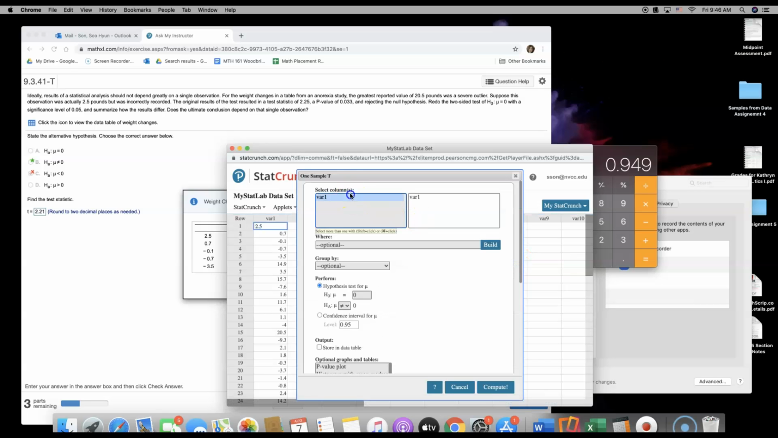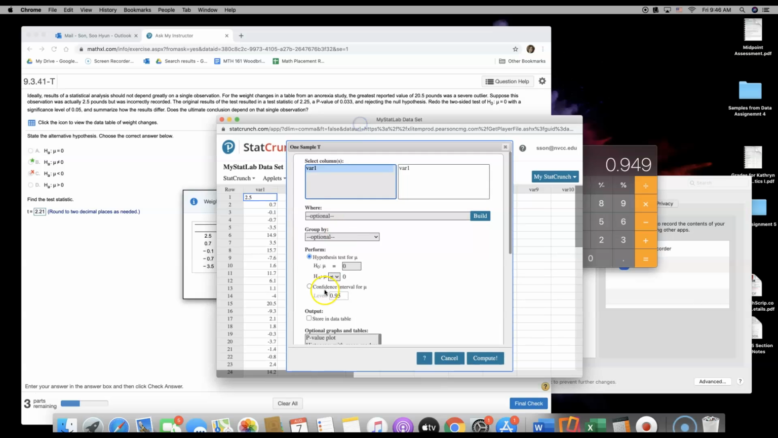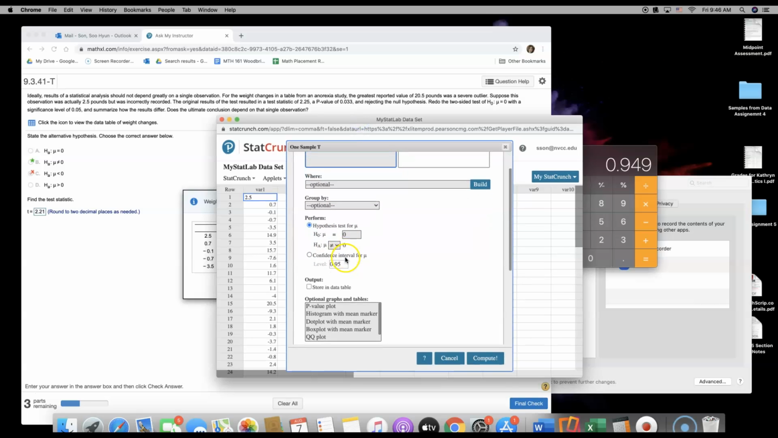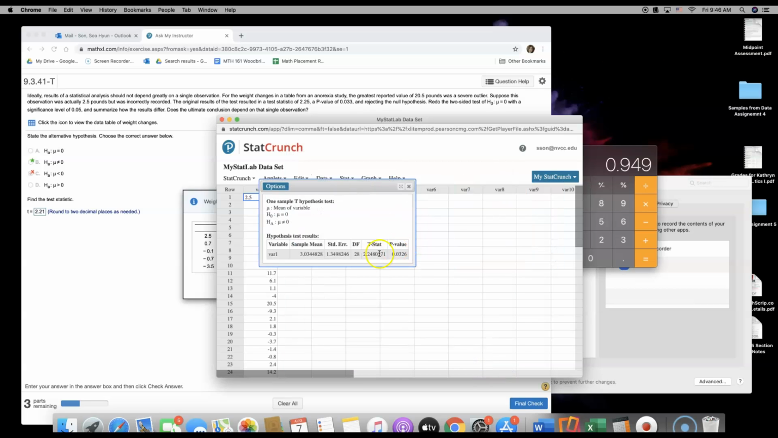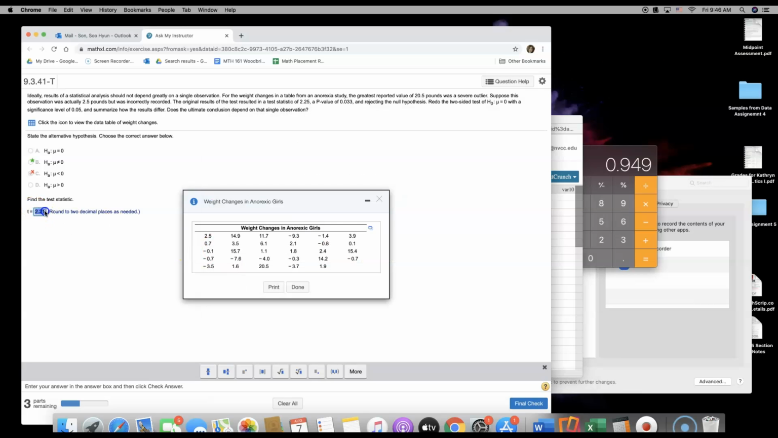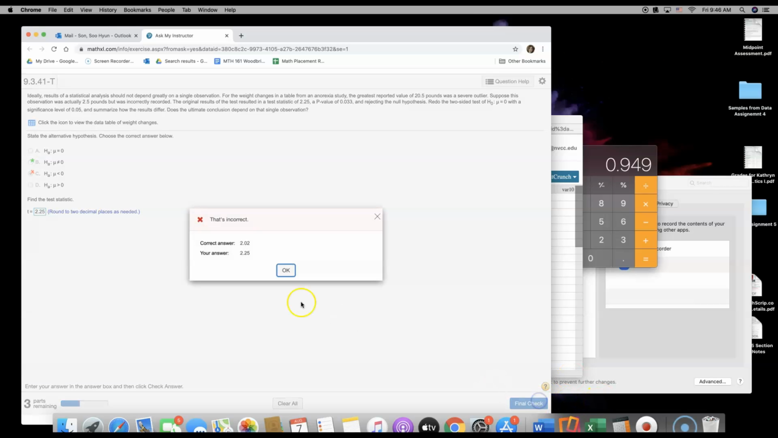Tell them that the variable is saved in Variable 1, the column 1. And then we're going to go ahead and click on the null hypothesis, assuming that mu is 0. And for the alternative, we're going to go with mu does not equal 0. So we will click on compute and report the test statistic, which is 2.25. I will go with 2.25. Okay, it's given right there. So 2.25. And hopefully they're going to ask me for the p-value.